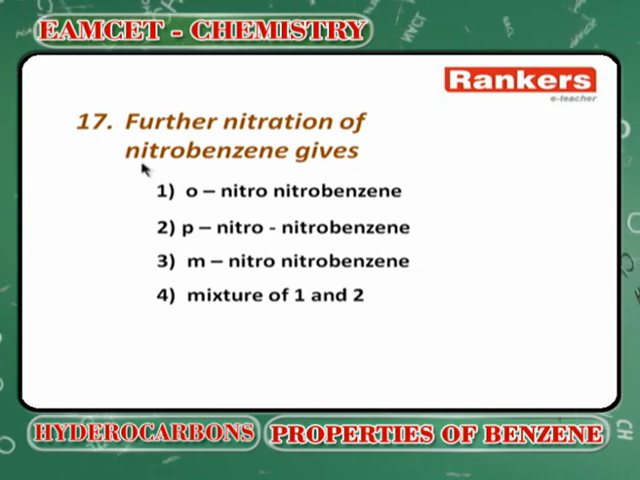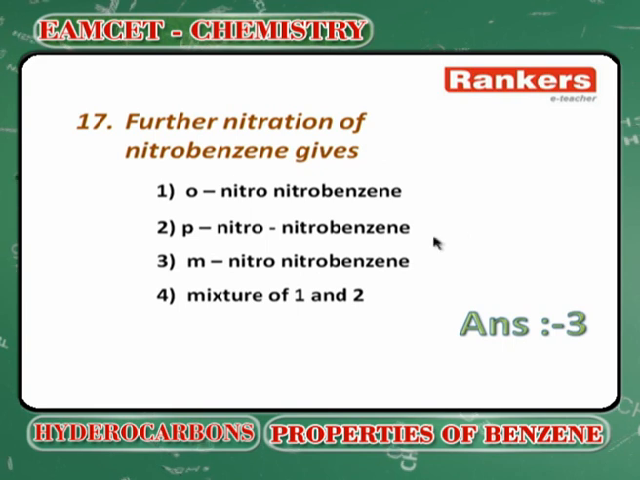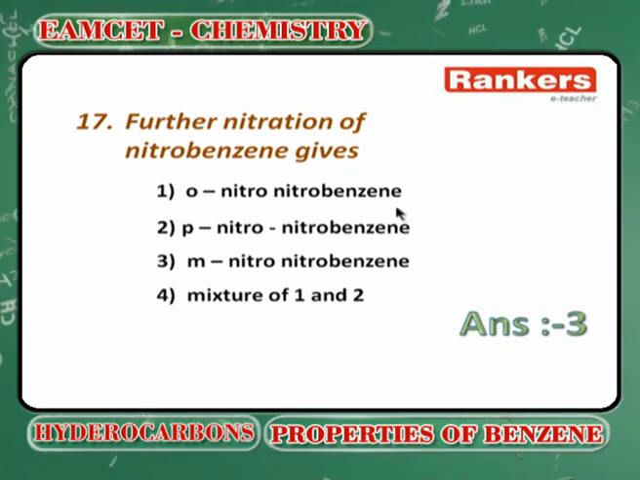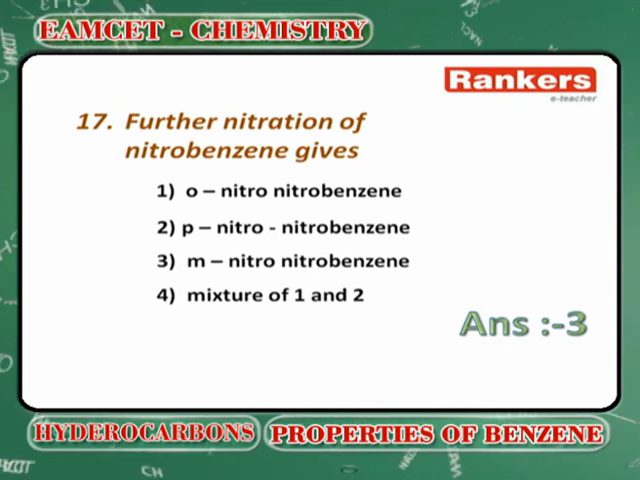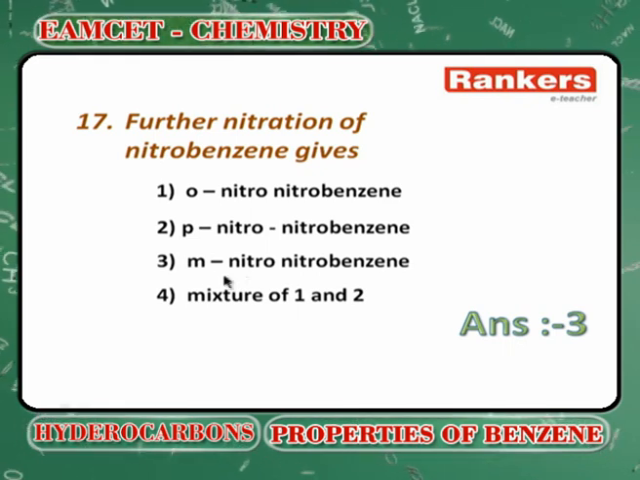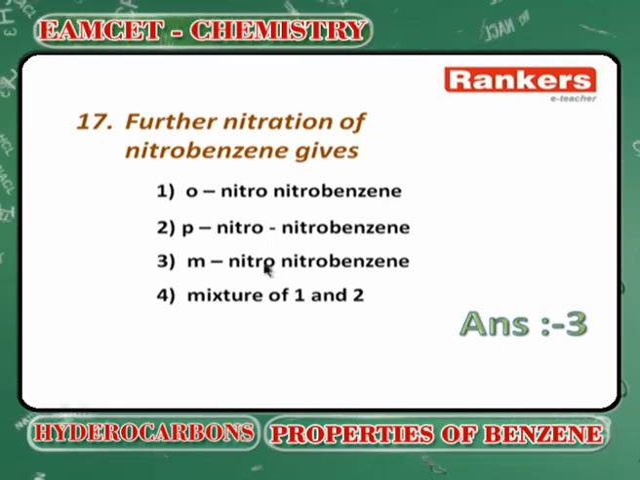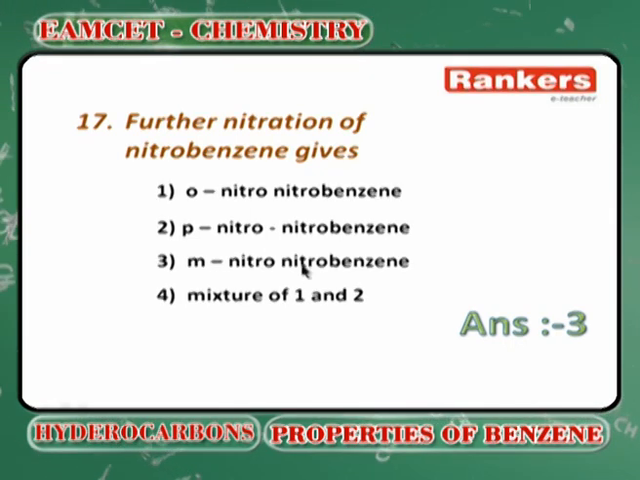The further nitration of nitrobenzene. Nitro is a minus M group, so it is a meta-directing group and ring deactivating. So, therefore, meta-dinitrobenzene will be the right answer, isn't it? One nitro is already there, the second nitro goes to the third position, the 1-3 relation comes, meta-dinitrobenzene. That is because of the meta-directing property. I think that is the last one.